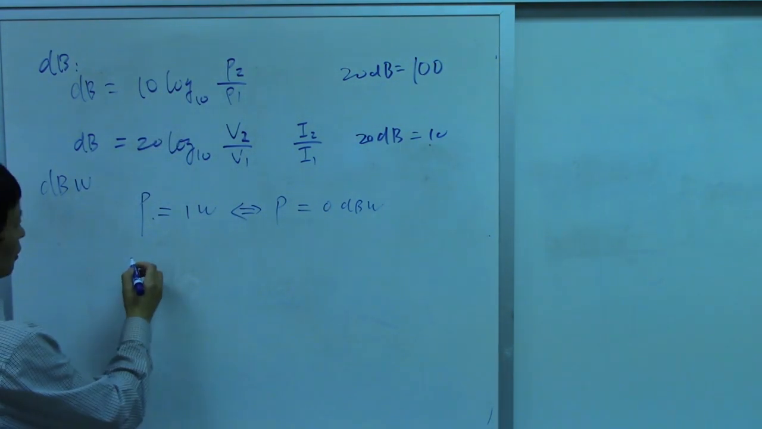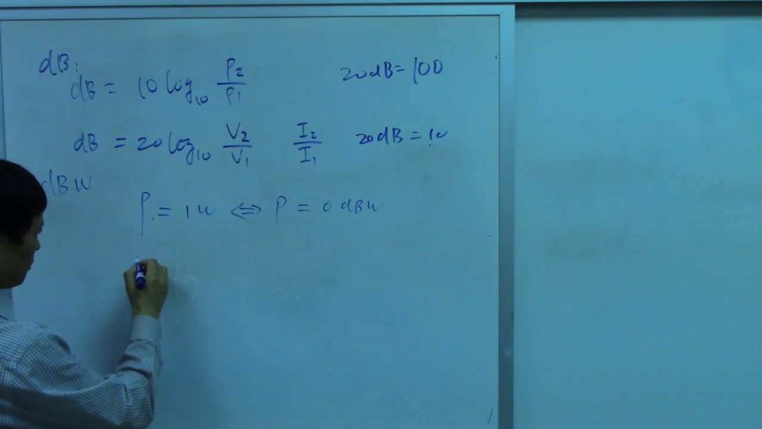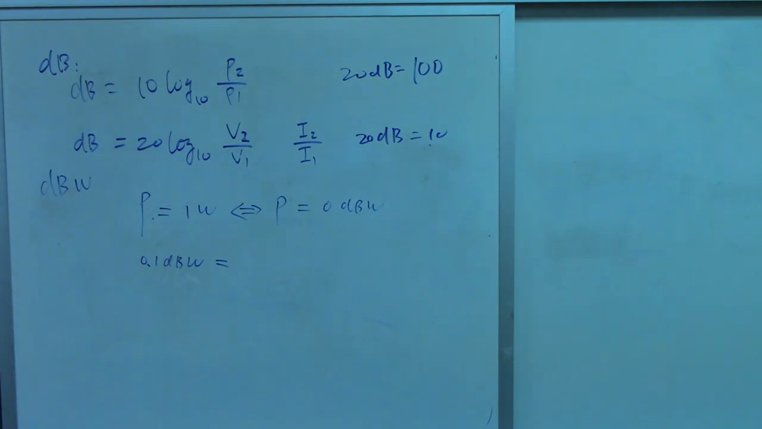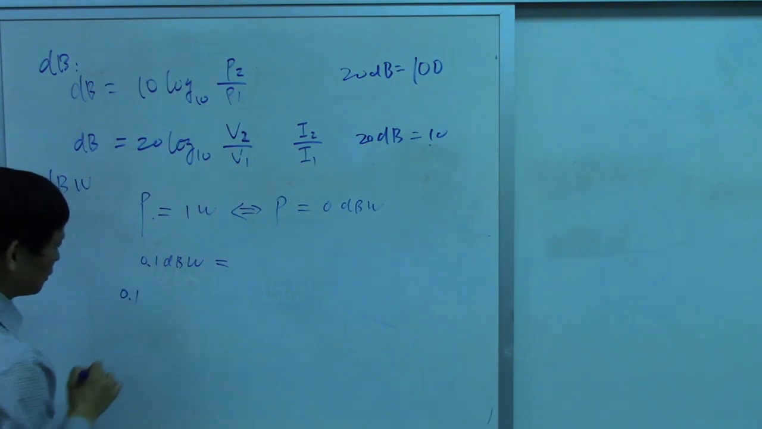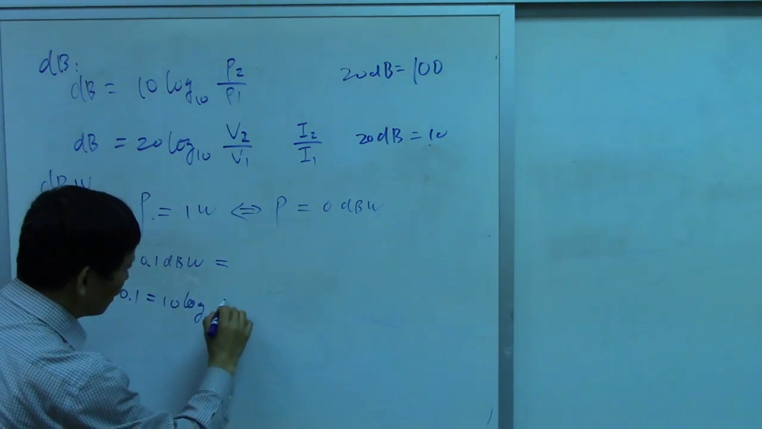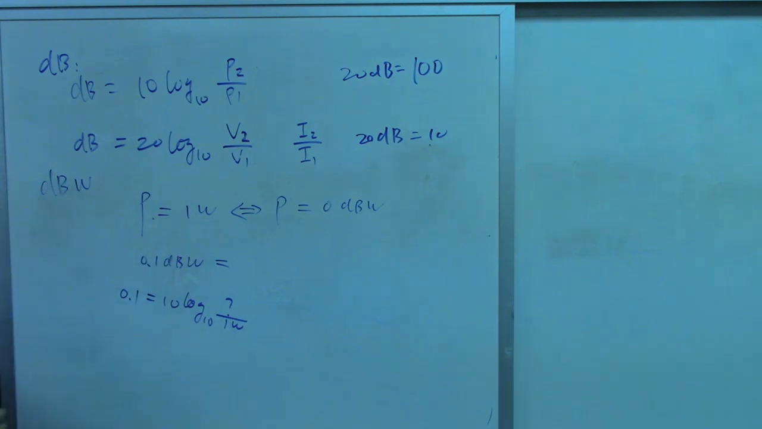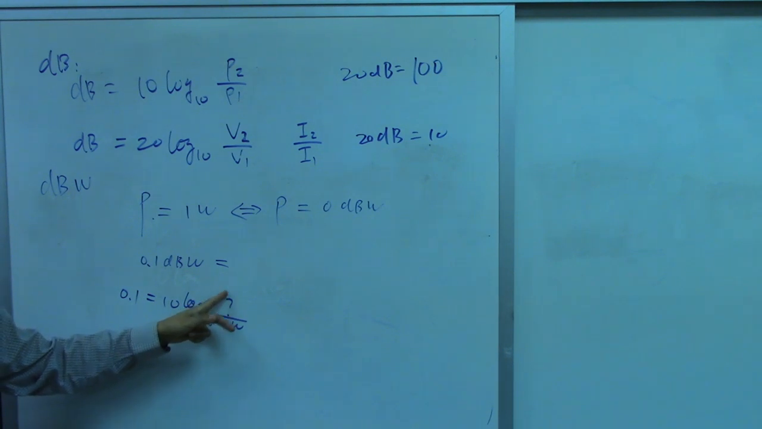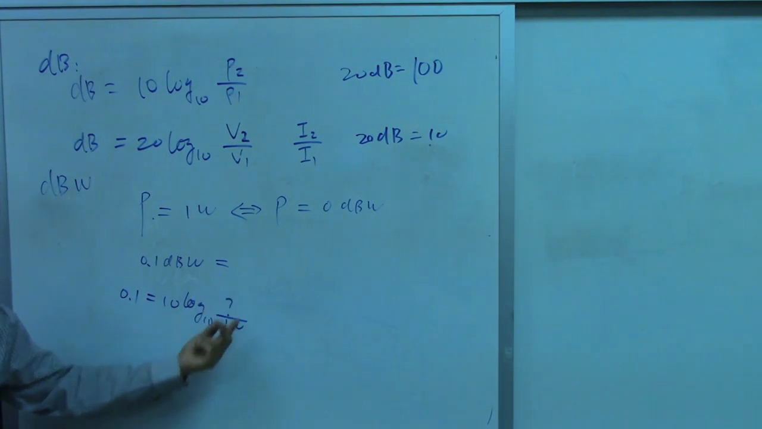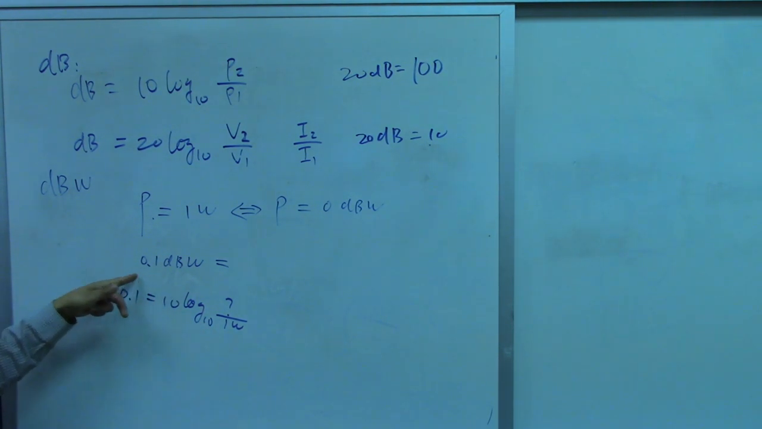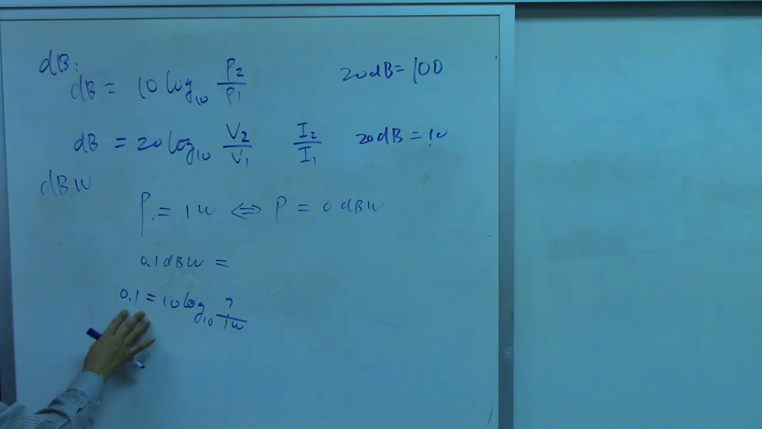Okay, now let's do another one. How about 0.1 dBW? How large is this power? Keep in mind, 0.1 dB equals 10 times the log base 10 of this power divided by 1 watt. We are looking for this power, the absolute value, how many watts. Your power compared to 1 watt is the ratio, then take the log and convert it into dB. That one equals 0.1, which is given.